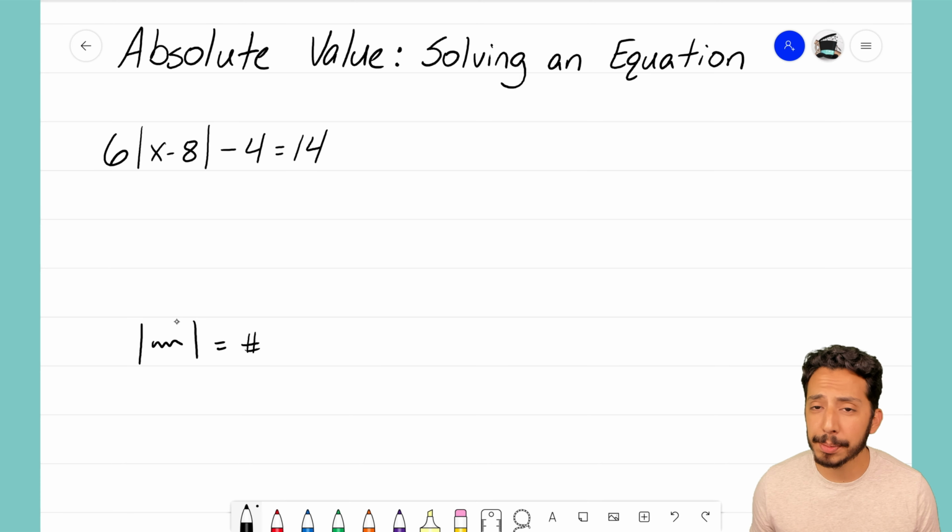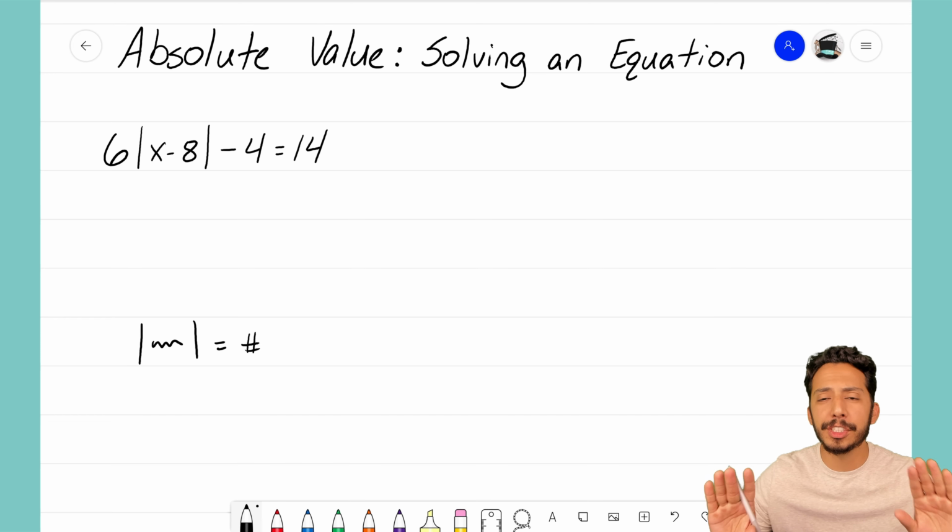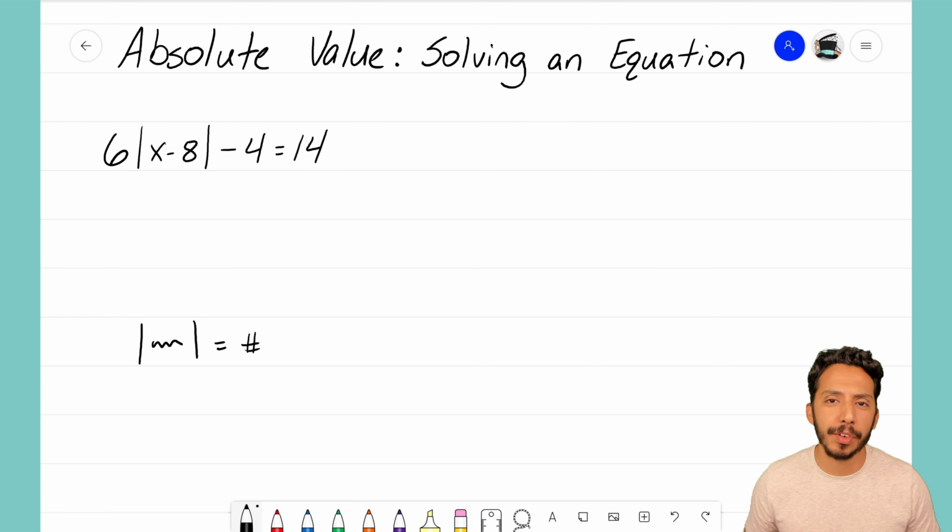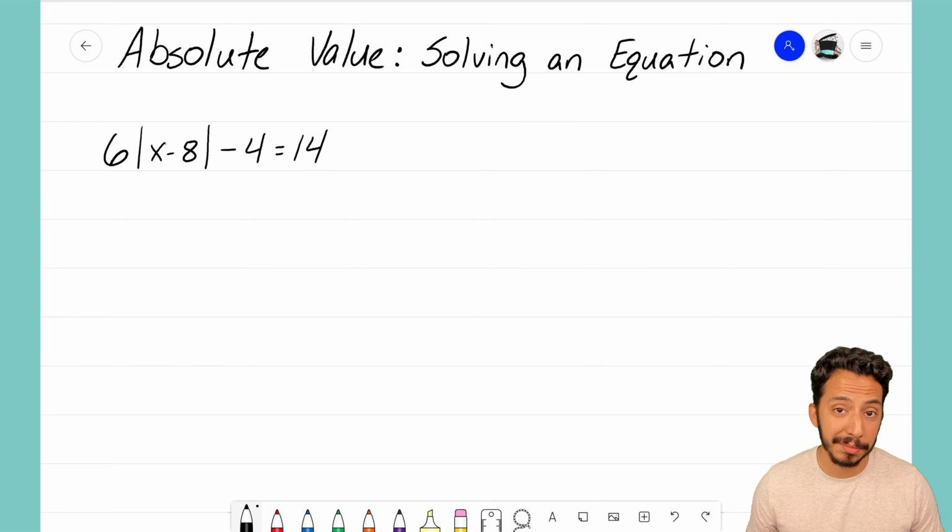I want the absolute value bars on one side and a number on the other. If I can get it to this point, then I can definitely use our trick of separating it into 2 different equations and solving for x. Now the good news is we can definitely manipulate this equation to make it look like that example.